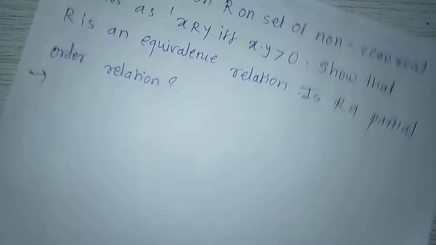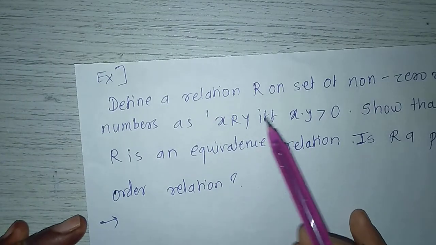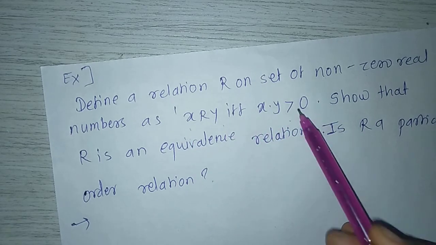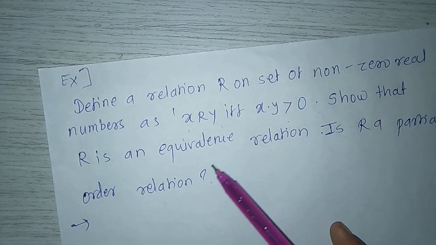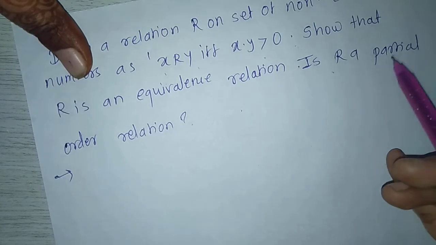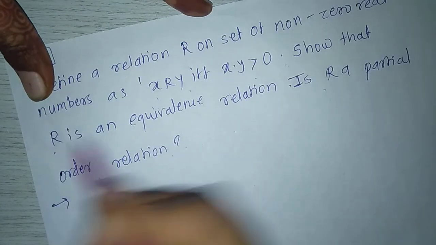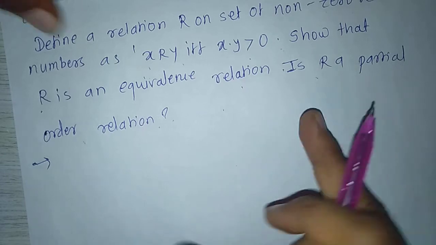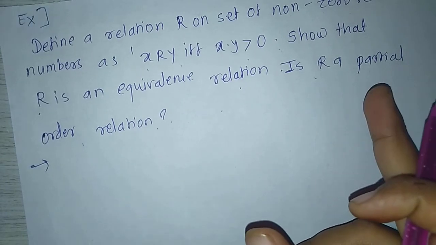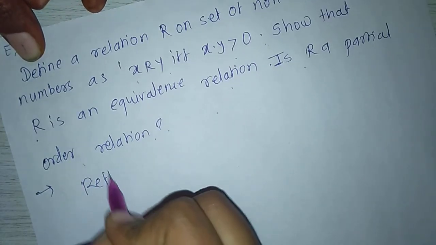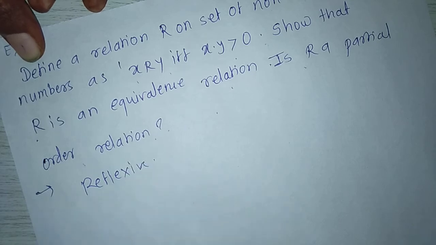Next example. Define a relation R on the set of non-zero real numbers as x relates to y if and only if x times y is greater than 0. Show that R is an equivalence relation. Is R a partial order relation? To show that R is an equivalence relation is your exercise. Here we can only conclude whether R is a partial order relation or not. First, reflexive. For a partial order relation, R must be reflexive, antisymmetric and transitive.